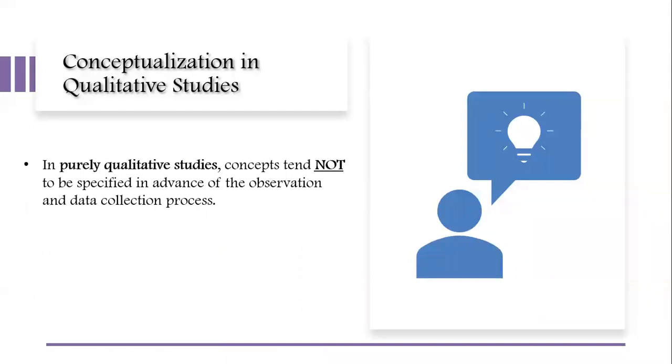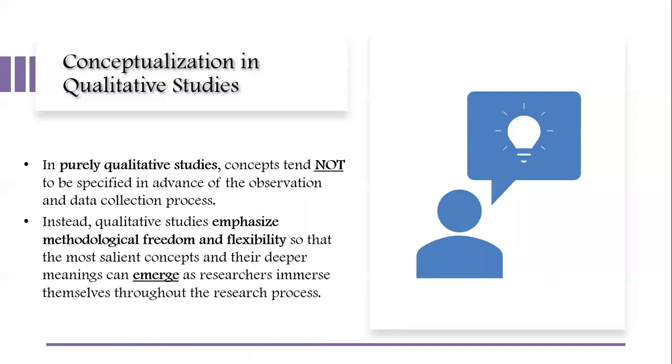So in purely qualitative studies, concepts tend to not be specified in advance of the observation and data collection process, okay? This is very different than in quantitative studies, in that we conceptualize our concepts or variables at the beginning, right? There's a lot of detail that's specified at the beginning in quantitative studies.